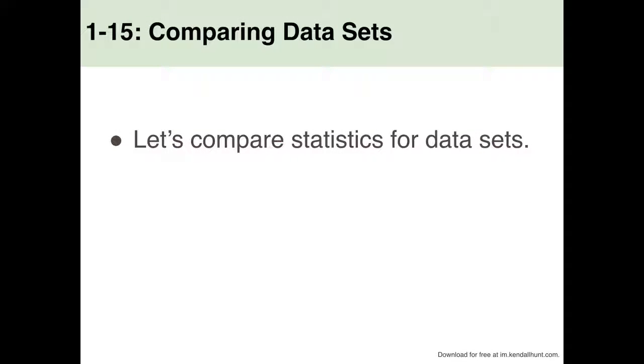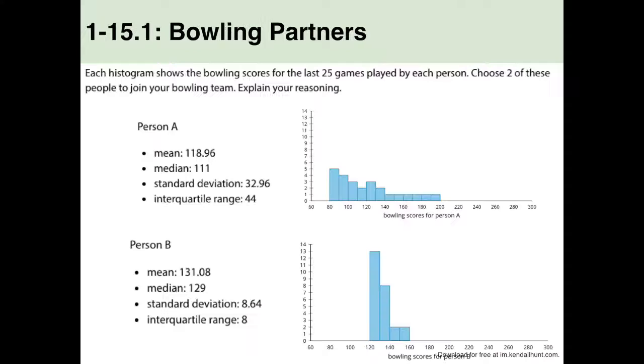Hello 8th graders, today you're going to be doing lesson 15 in your workbook, which is comparing data sets. You're going to be comparing statistics like mean, median, standard deviation, and interquartile range. So the first thing you're doing is on page 110, and you're going to be looking at bowling partners.